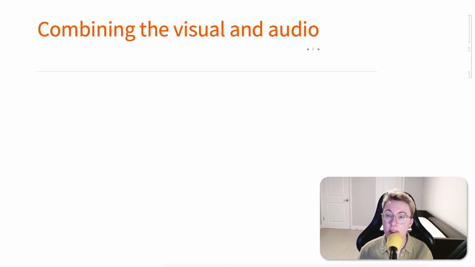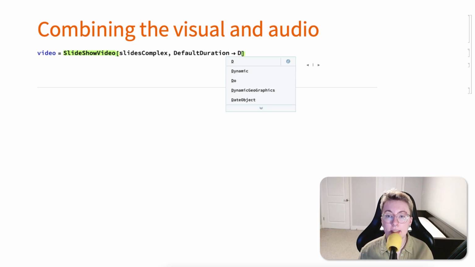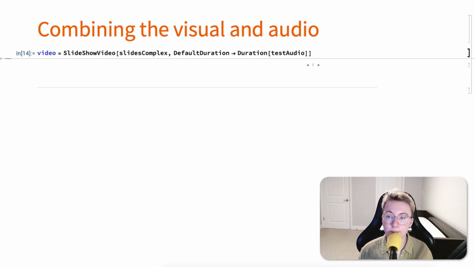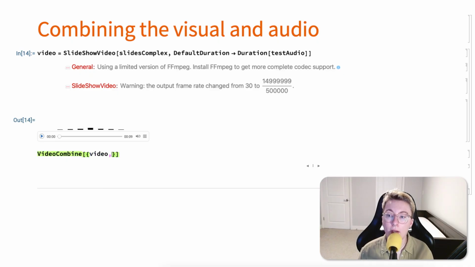Lastly, we want to package together our graphics and audio into one video. We can create a video from our frames we made in the last step using slideshow video. Our first argument is our frames. To make sure our slideshow video is the same length as our audio, we can use the option default duration and set the default duration to be the same as the duration of our audio file. Once we have the slideshow video, we can use video combine to combine together our slideshow video and our audio file into one video output.